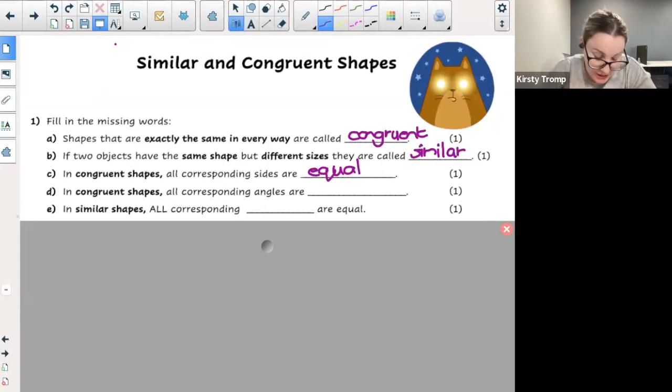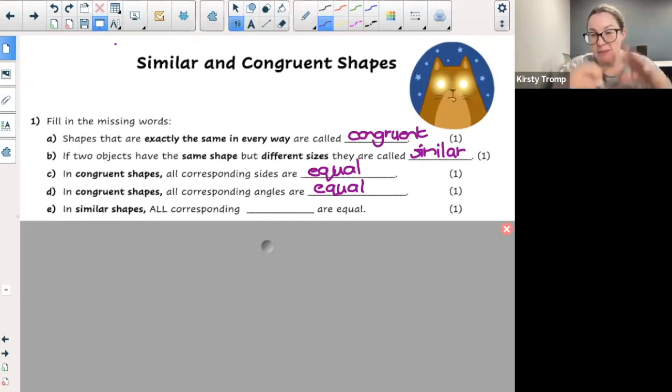Are you ready, Christina? So in congruent shapes, all the corresponding angles are what? What do I know about the angles? All angles are equal. Well done. Equal. You are right. And then stay with me. In similar shapes, all corresponding what are equal? Sides. Okay, careful. In similar shapes.